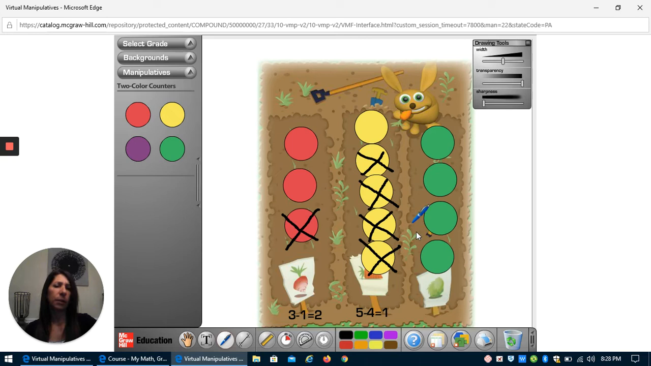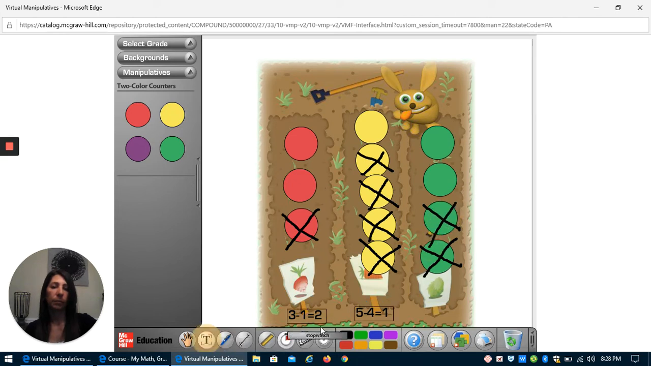And he got a little hungry, so he ate 2. 1, 2. So how many did he start with? 4. Good. How many did he eat? 2. Excellent. And how many does he have left? 2. Good job. So 4 take away 2 equals 2, or 4 minus 2 equals 2.